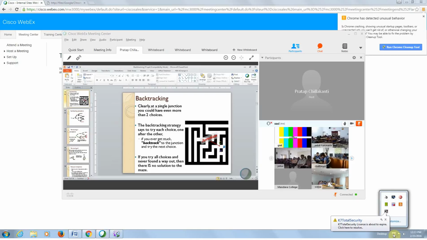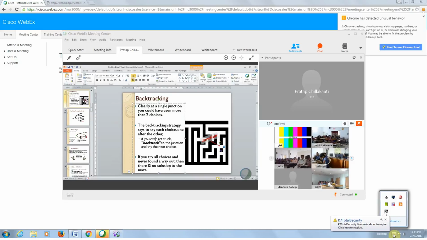So basically at every junction, you will have a choice to make. It could be 2, it could be 3, or whatever. What the backtrack strategy says is, try each choice one after the other. If you ever get stuck, backtrack to the junction and try the next choice. If you try all choices and never found a way out, then there is no solution to the maze.